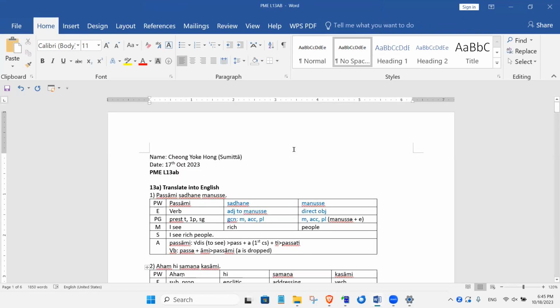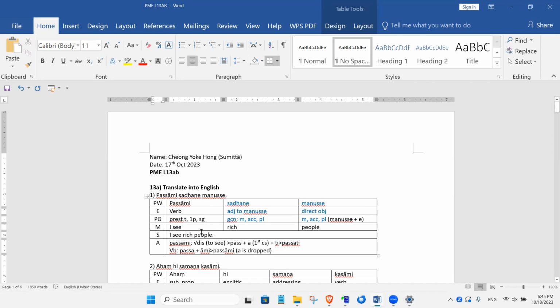This one is done by Sumita. All right. So when you do any translation, even for basic or intermediate, you need to find the English, the Pali grammar, and then the meaning. So all these are very simple.